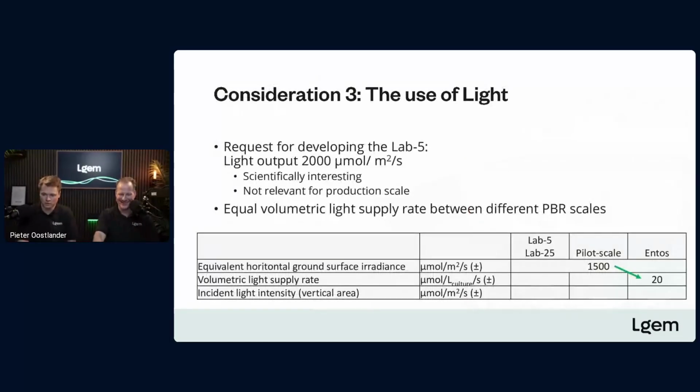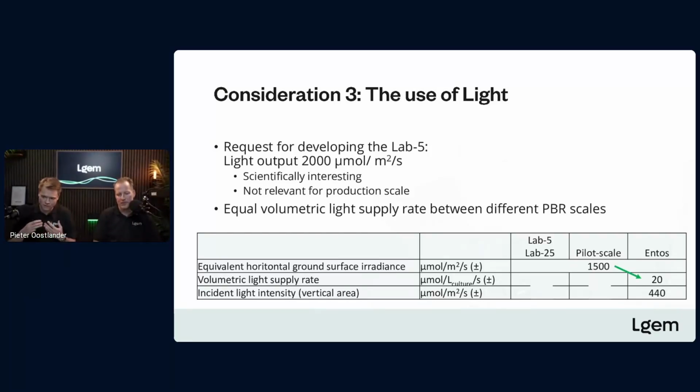Oh, yeah, sorry. So let's look at the numbers. Let's look at this example calculation here. So if we take the amount of light, 1500 from the sun, and we convert that to a volumetric light supply rate, given our Entel system, which is our biggest production system available at the moment, that converts to around 20 micromoles per liter of culture per second. This all has to do with the reactor geometry. This then equates to around 440 micromoles per square meter per second on the vertical surface measured in the horizontal direction on this same reactor, on average over the full reactor.